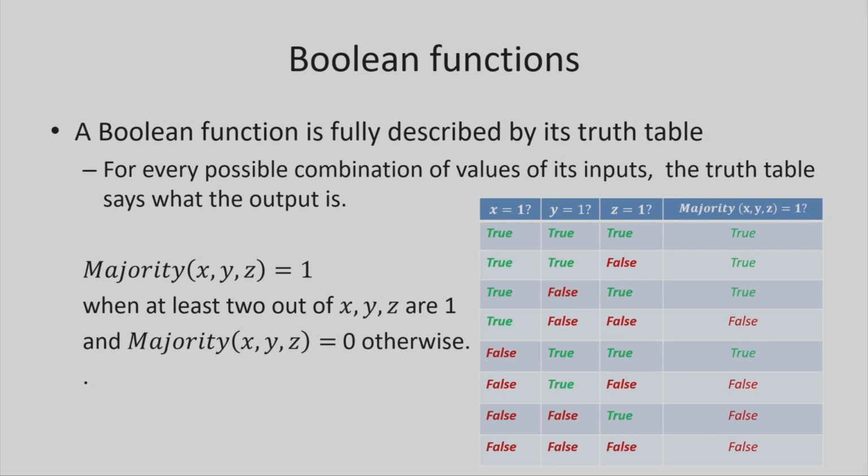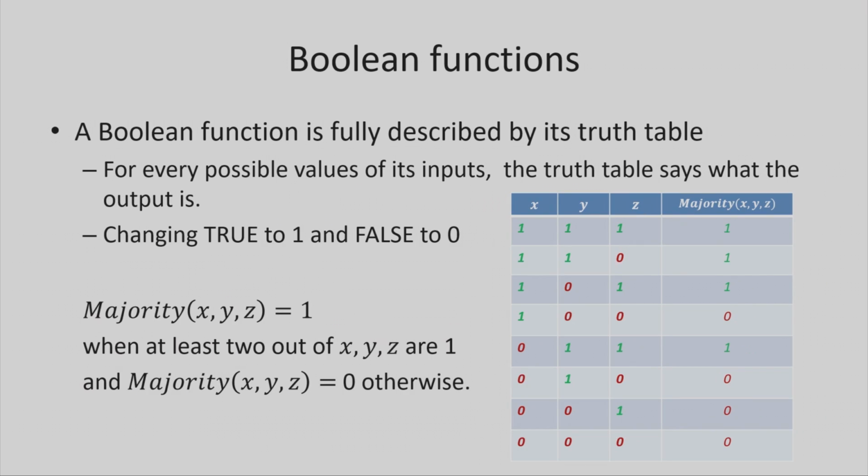Well, rather than writing true and false, we can write the same thing by just writing zeros for falses and ones for trues, and we will also have a truth table. And here it is. The only change that we made is we call the true a 1 and the false a 0. And here is a full description of what majority does on its three inputs.